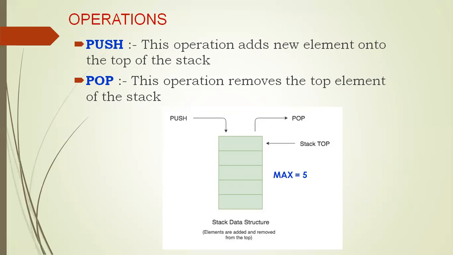When I add one more element, 20, the 20 will come on top of 10. Then the topmost element will be 20. Its position is 2. When I add one more element, 30, 30 will be the top element. Its position is 3. At that time, top equals 3. When I add the fourth element, top becomes 4. When I add the fifth element, top becomes 5. So at that time, your stack is full. Further insertion is not possible.